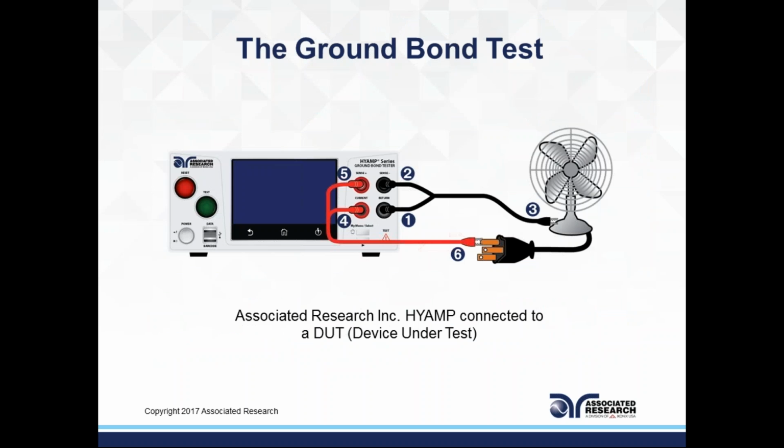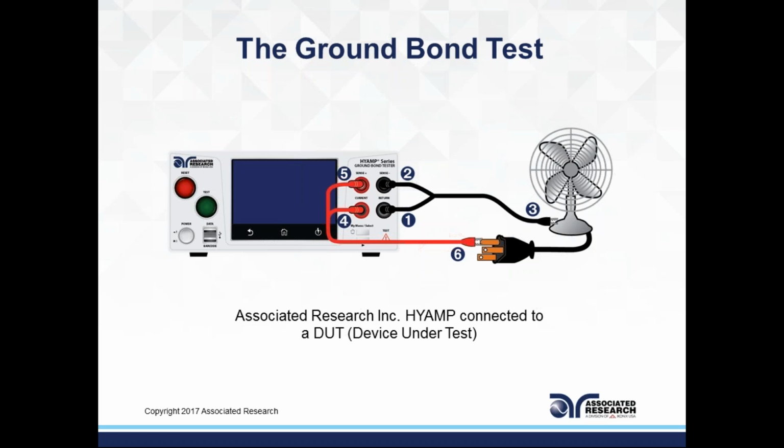Let's take a look at what the wiring diagram looks like for a ground bond test. On the right side, you see we have a fan that has a metal accessible part, and having a metal accessible part automatically makes this a Class 1 product, having a ground pin. For a ground bond test and a ground continuity test, we're only worried about the ground circuit of this product. So at this point, the fan would never turn on.